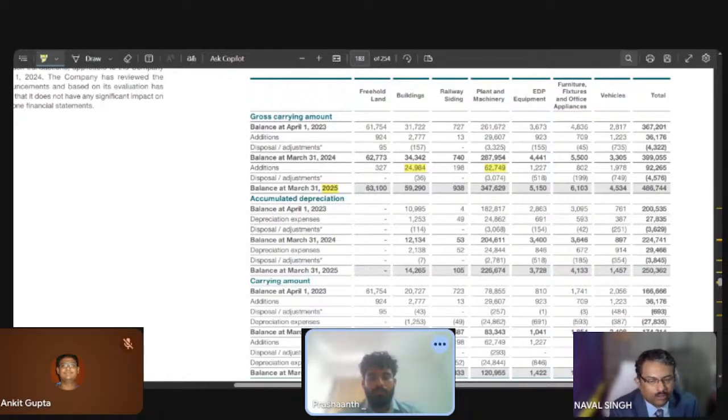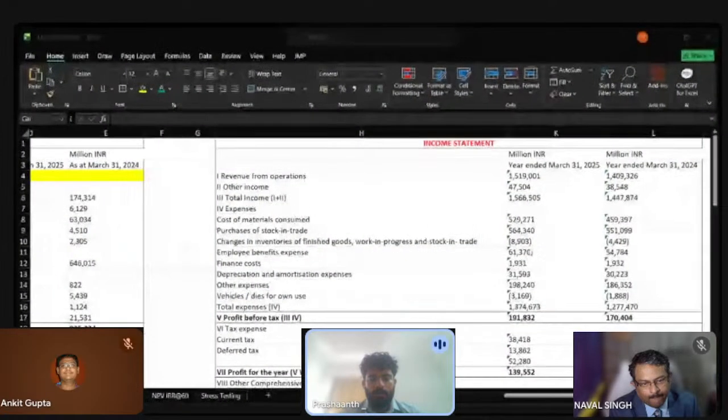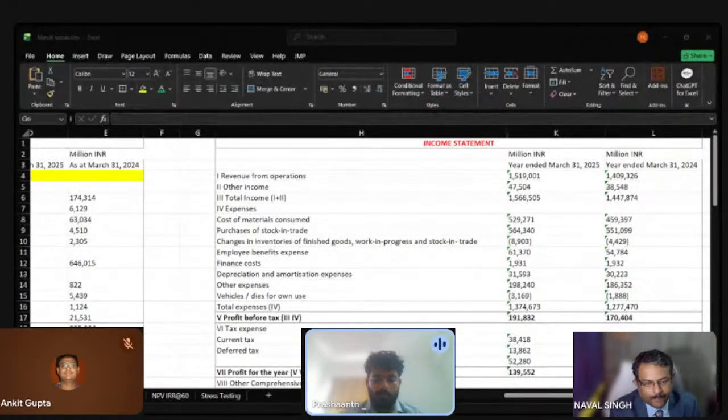Sorry for interrupting. I think the screen is stuck at the PDF. Oh, I'm so sorry. I'll switch it. I hope it is visible now. Yeah, it's visible. The Excel sheet is visible.